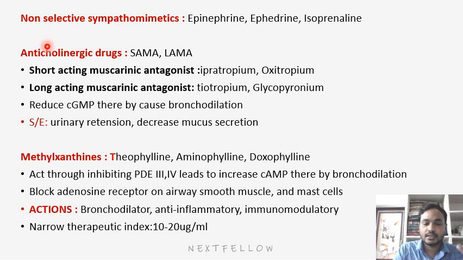Next, anticholinergic drugs. We add these as a combination therapy. In this group we have short-acting muscarinic antagonists and long-acting muscarinic antagonists. In short-acting, we have ipratropium and oxitropium. In long-acting, we have tiotropium and glycopyrronium. These drugs reduce cyclic GMP, and when cyclic GMP is reduced, it causes bronchodilation. So cyclic AMP increase causes bronchodilation, and decreasing cyclic GMP also causes bronchodilation.